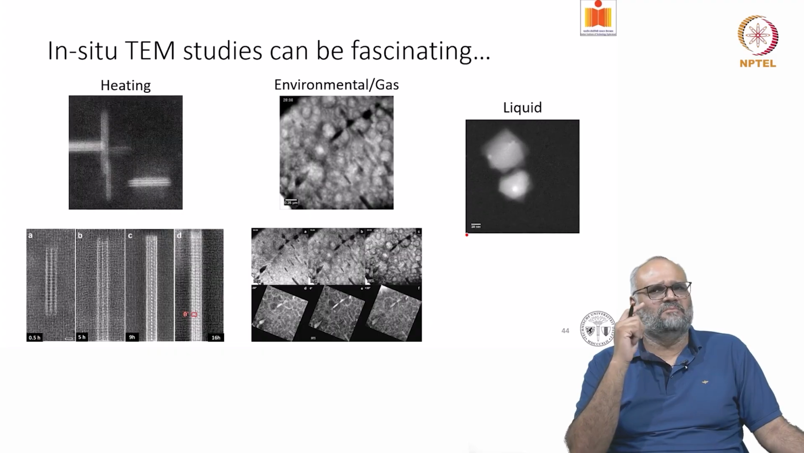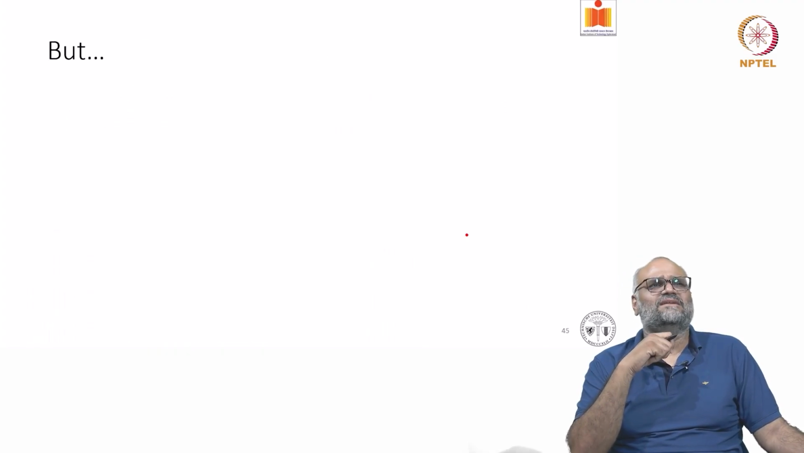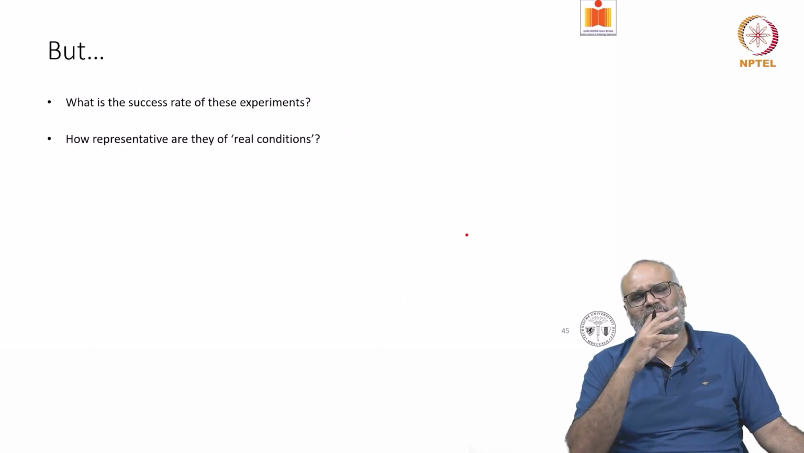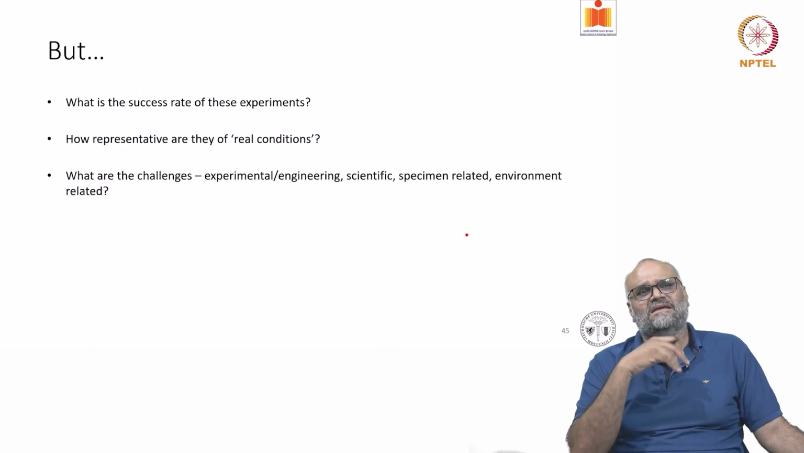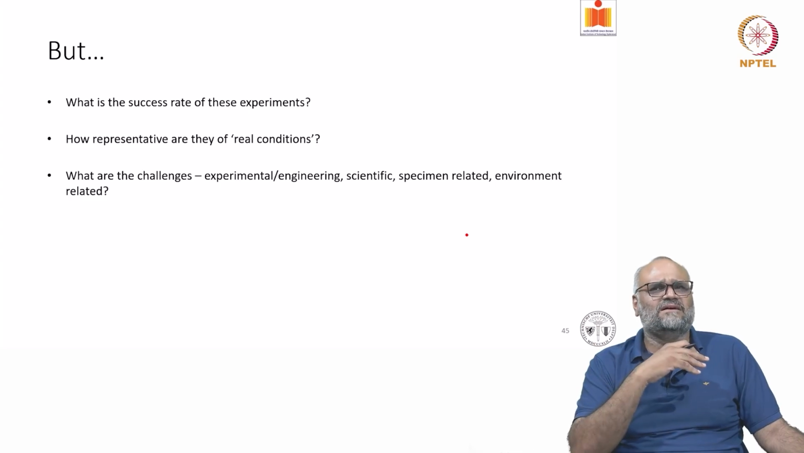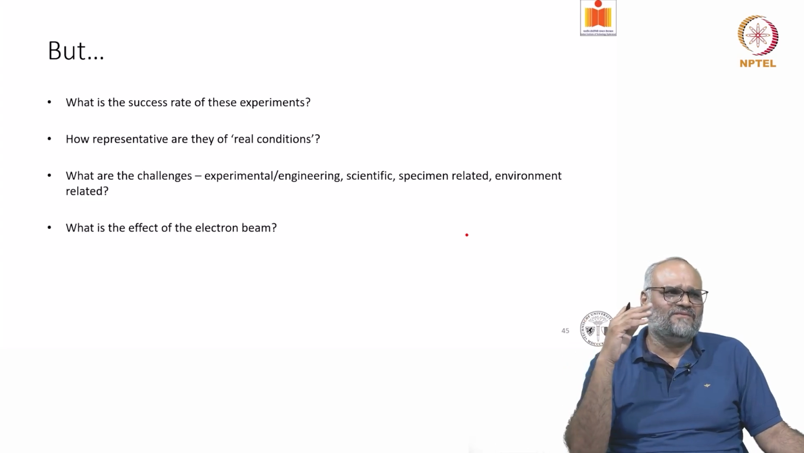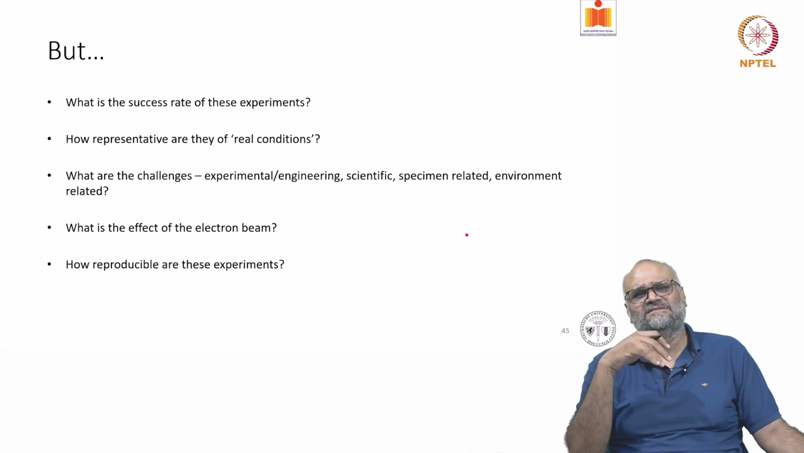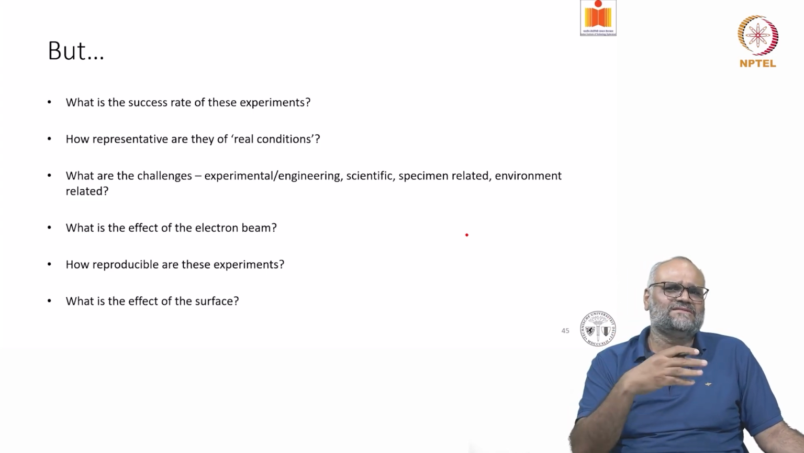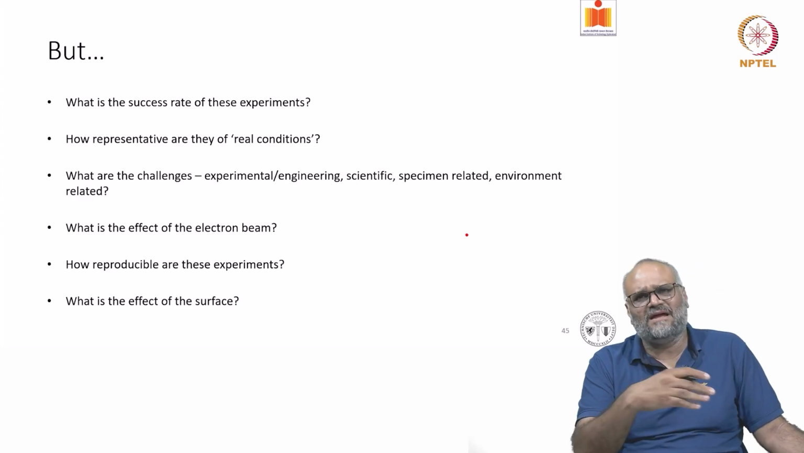But I also introduced that there are several problems. What is the success rate of these experiments? How representative are they of real conditions? What are the challenges? These are experimental, engineering, scientific, specimen related, environment related. So there are a host of challenges. What is the effect of the electron beam? You'll always have this. And how reproducible are these experiments? And what is the effect of the surface? These are a few questions that I raised at different stages in the discussion that we had earlier.